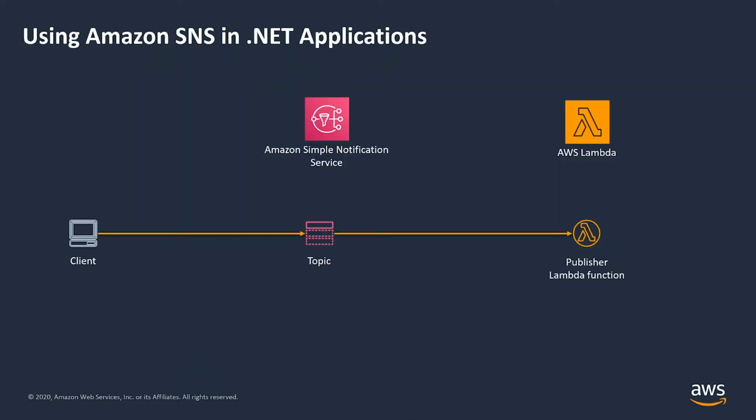In this video, I'll show you a simple case of using SNS in a .NET application running inside AWS Lambda. We'll create a publisher application that sends messages to an SNS topic, and then we'll see how a Lambda function subscribed to that SNS topic receives and processes those messages. So let's see how that works in action.